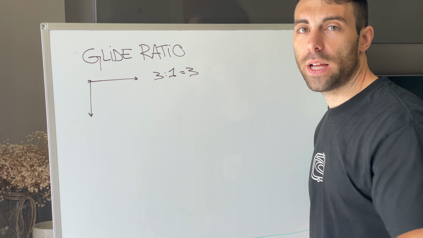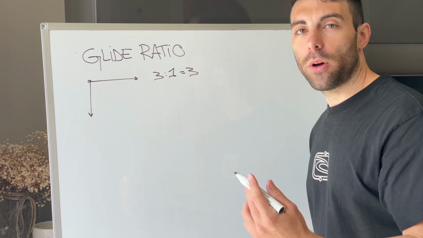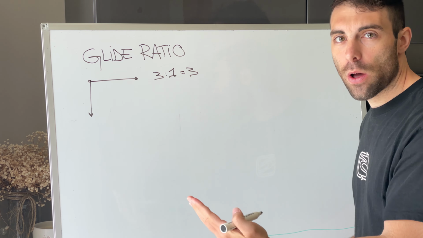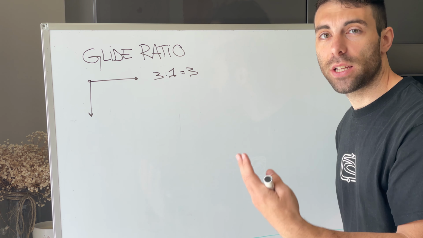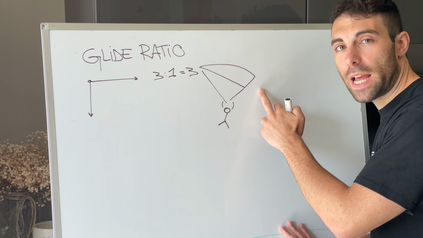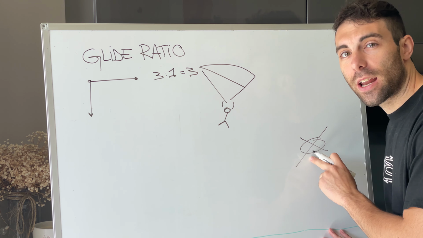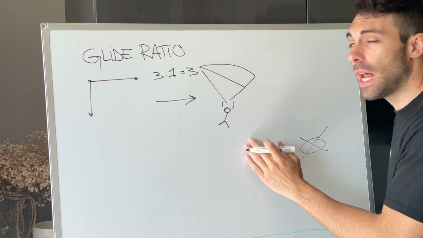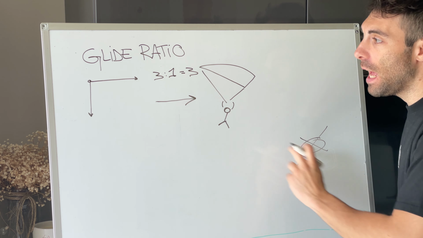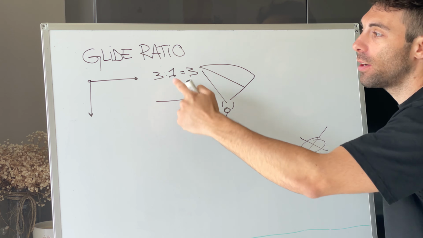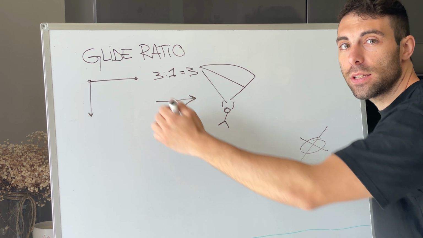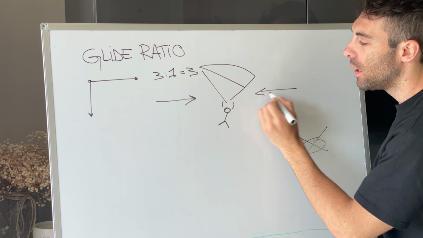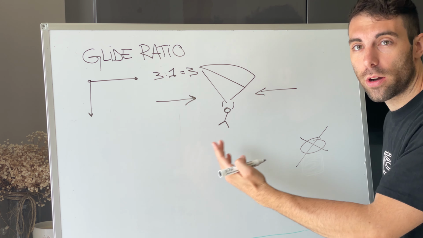But this number can be affected by multiple factors. Probably the most influential one is wind. If you're flying upwind or downwind, this number is gonna change significantly. Let's imagine that this is you with your canopy and this is your target right here. If you're flying downwind, the wind of course is gonna help you move towards this point, and your glide ratio is gonna be higher because the horizontal component is gonna be helped by the wind itself. If you're flying upwind, this number is gonna be lower for the same reason.